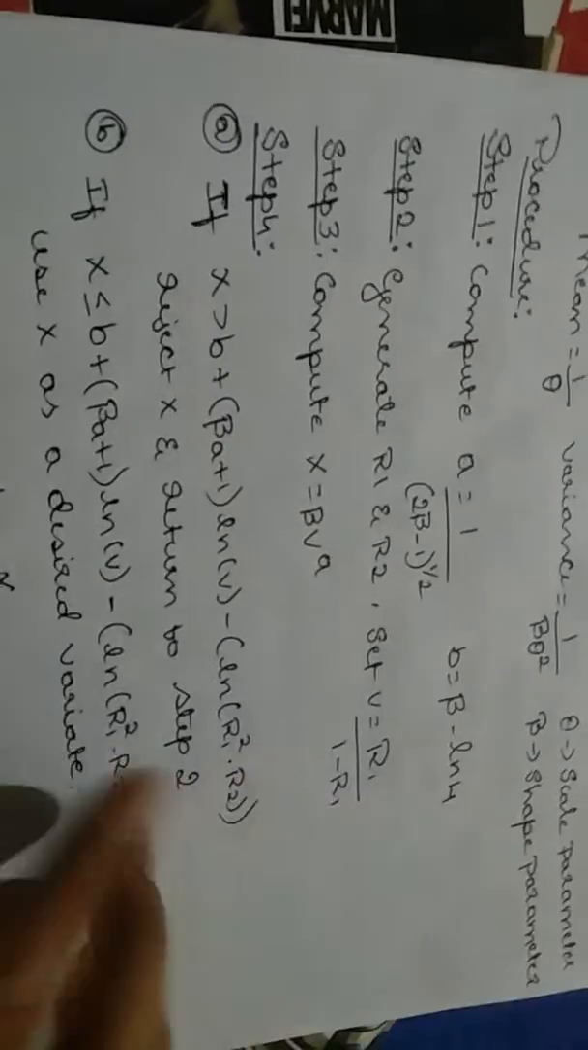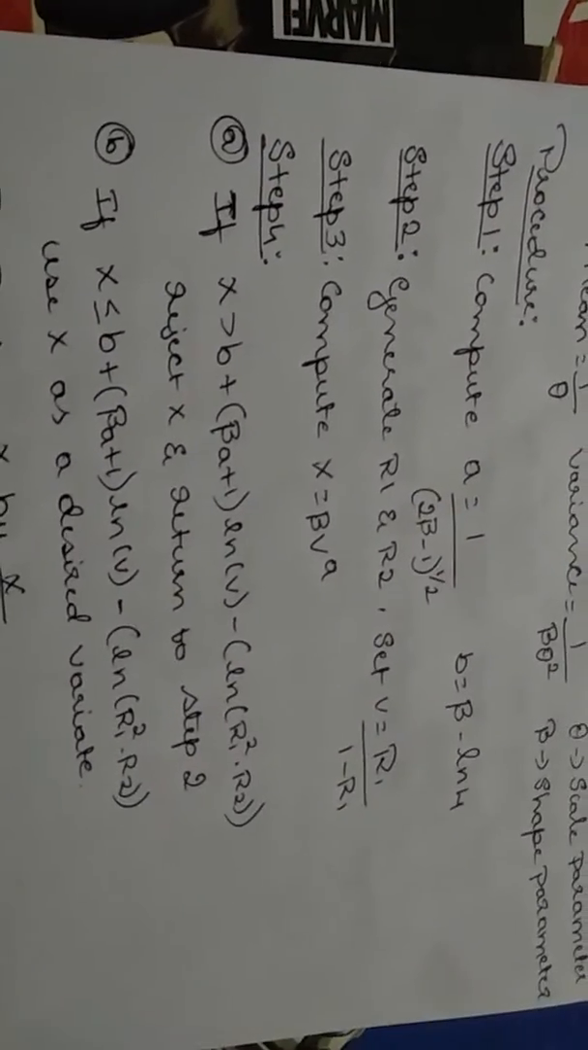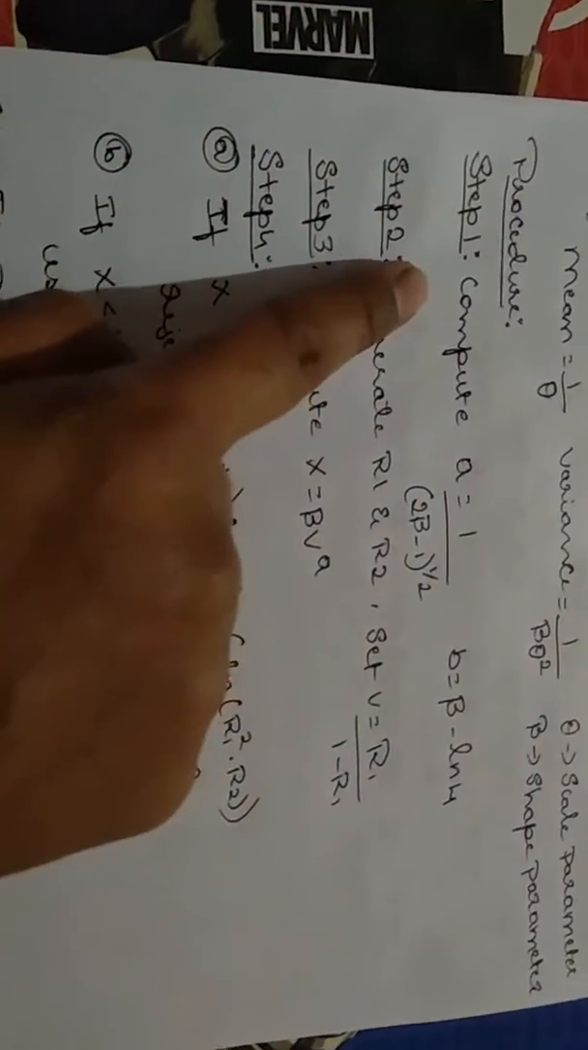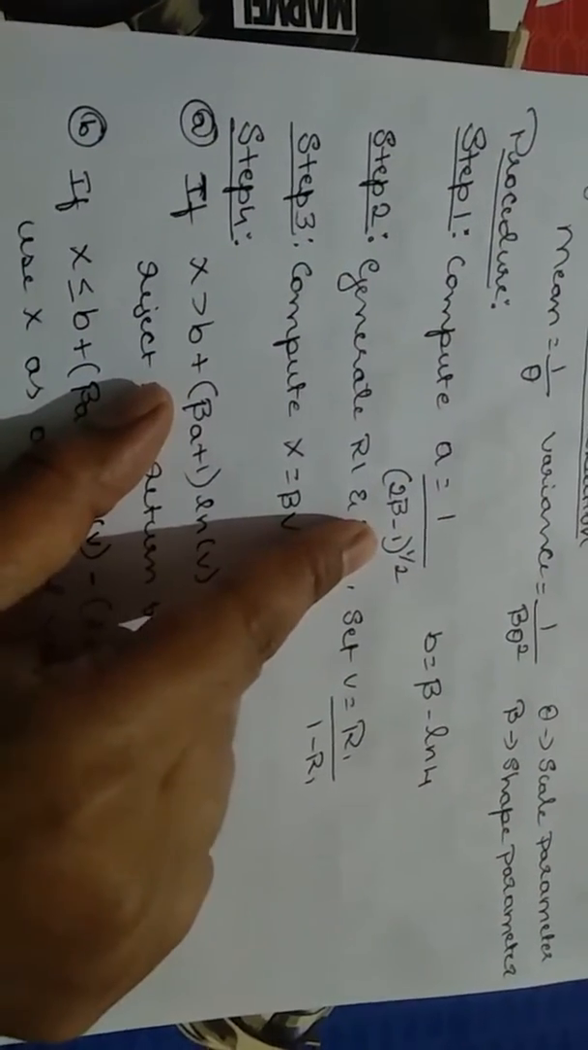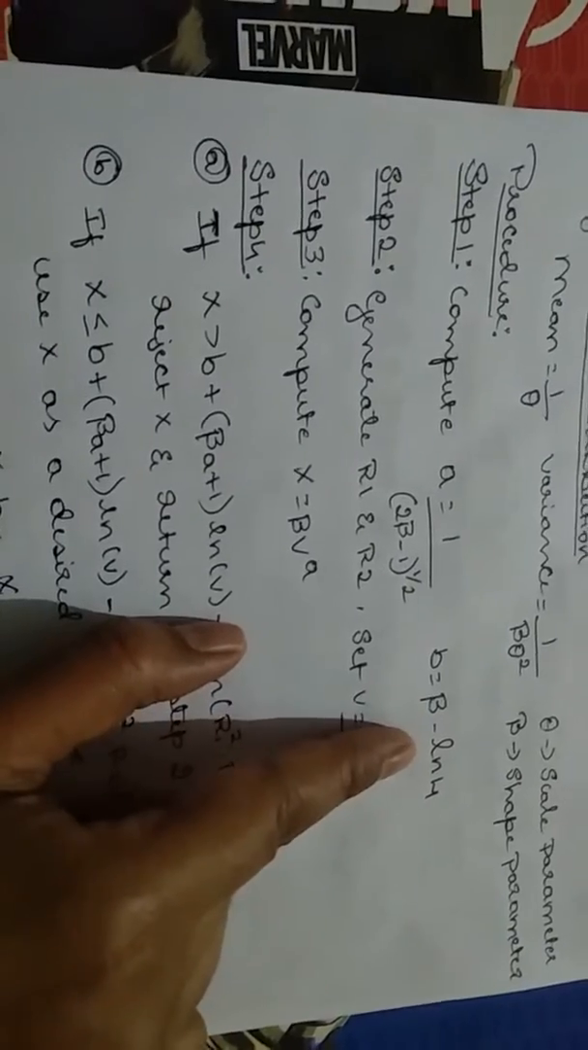Now, we'll see the procedure before going to the problem. Procedures are very, very important. What is the first step? Step 1, compute A. The formula is A equals 1 divided by (2 beta minus 1) whole power 1 by 2, and then B is equal to beta minus ln 4.